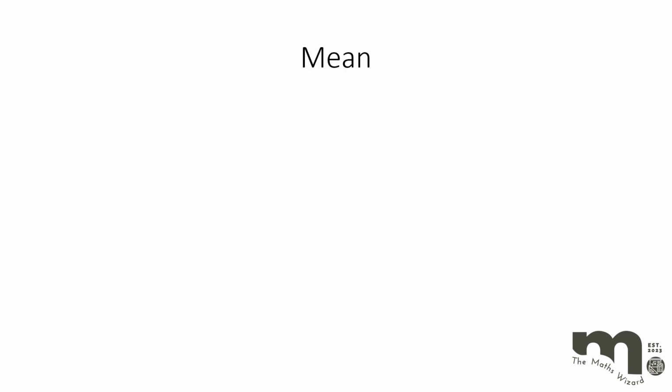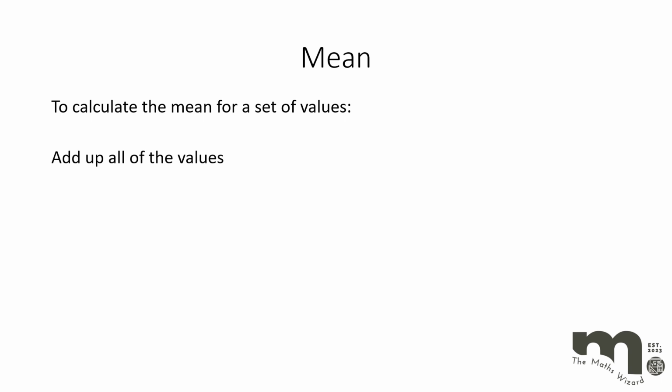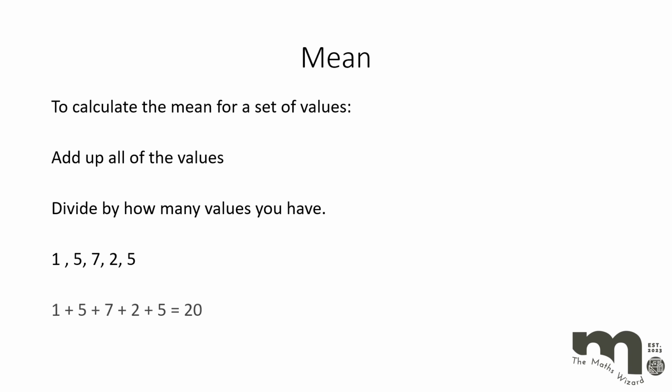So your first type of average is the mean. The way that we would calculate this for a set of values is to do this. We need to add up the values, so add them all up, then divide by however many values you have. So if we've got these 5 numbers just here, we've just got to add those up, which in this case will give you 20. And then 20 divided by 5 would give you 4. So remember, with the mean, add up your values and divide by however many values that you have.